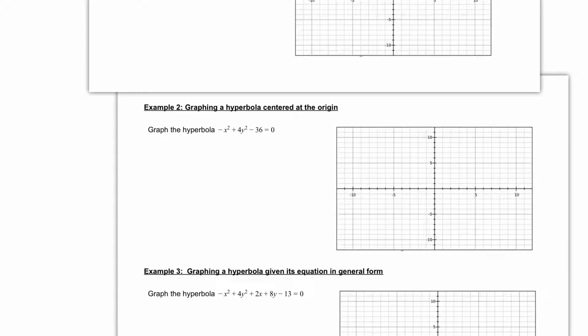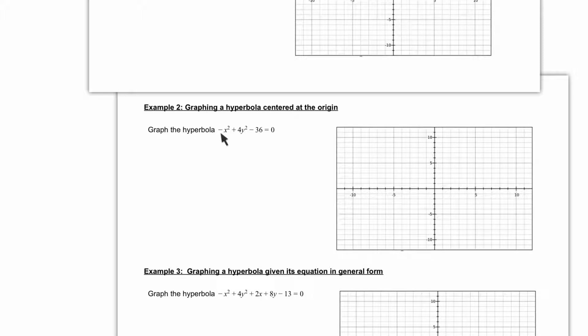In example 2, we're going to graph the hyperbola that's centered at the origin. If you notice, we have negative x squared plus 4y squared minus 36 equals 0. We don't have just that x term or just that y term, which means there's no completing the square that we need to do. So again, as we start getting things on the sides we want, we'll end up seeing that our h and our k are just going to be 0 and 0.